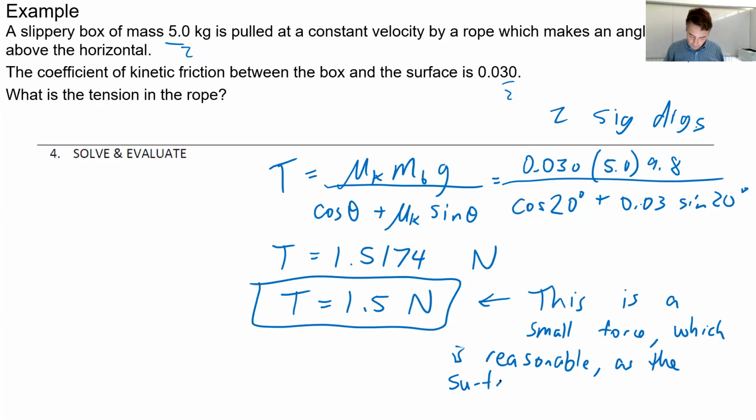Surface is slippery. Because remember, at the very beginning I noted that 0.03 is a pretty small coefficient of friction. So that's expected. Okay. Are we working in degrees or radians?